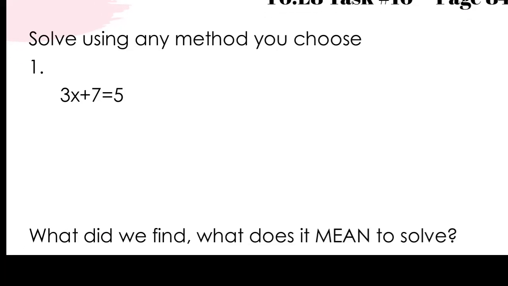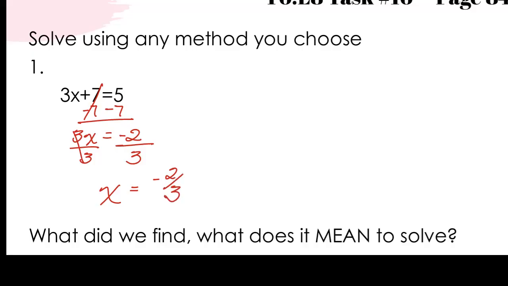So subtract 7 from both sides. Minus 7, minus 7. 7's cancel out. 3x is equal to negative 2. Divide by 3. Divide by 3. That simplifies out. x is equal to negative 2/3. Anybody else get that answer?